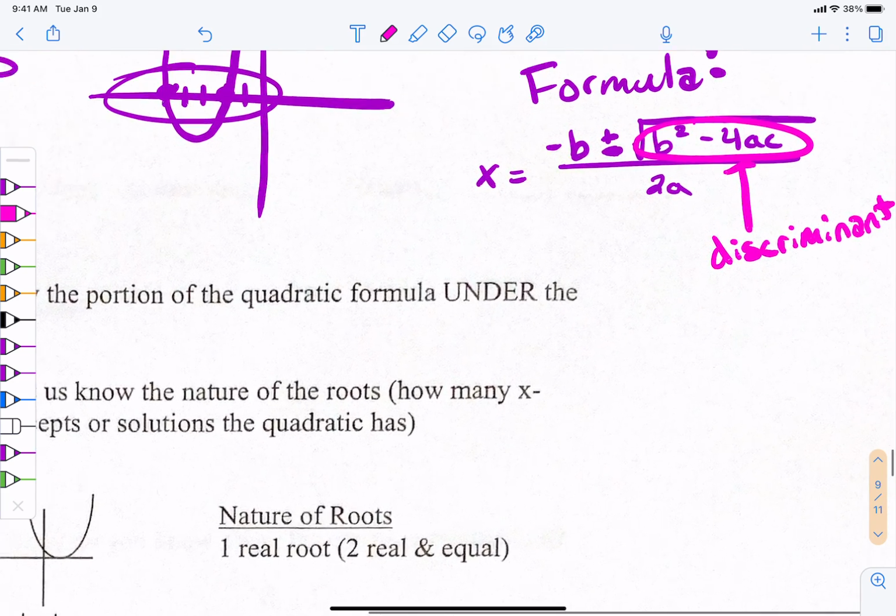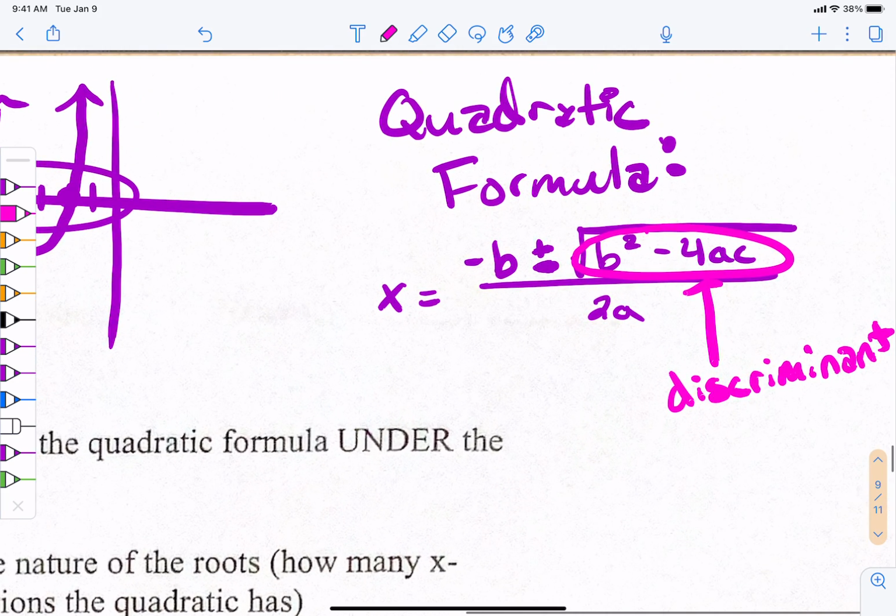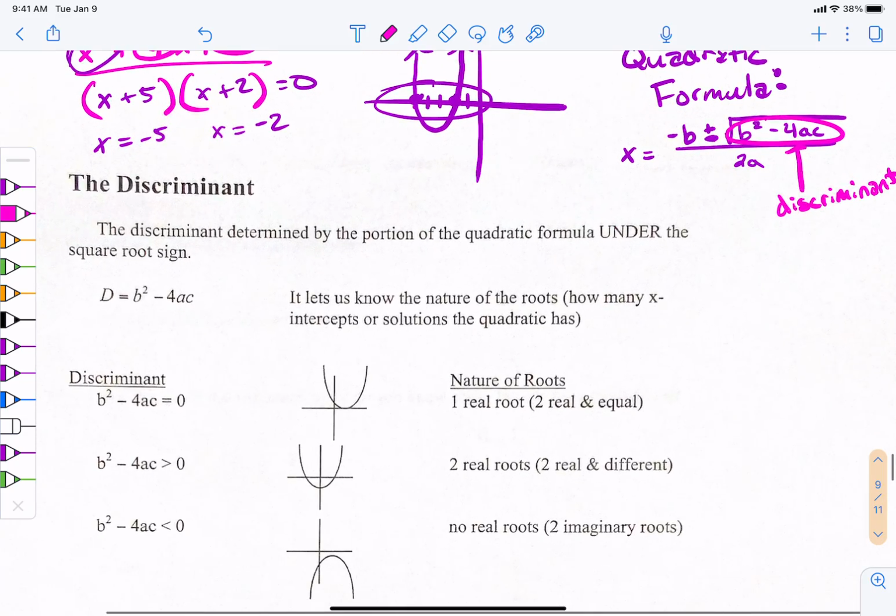Wait, can you go back up? I will go back up there. That thing is the discriminant. Just b squared minus 4ac. Getting rid of the radical, just the stuff that's underneath is called the discriminant. What do you use this for? Okay? Let's go down here.